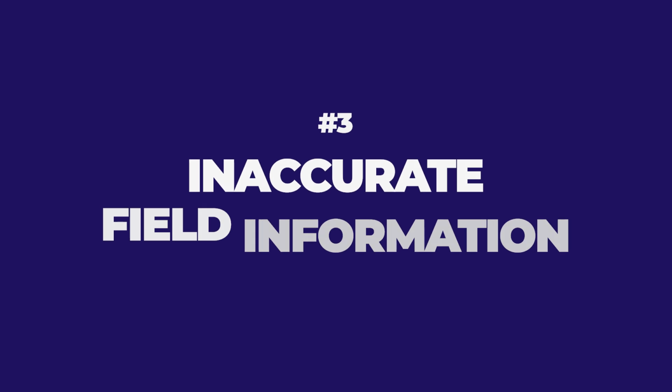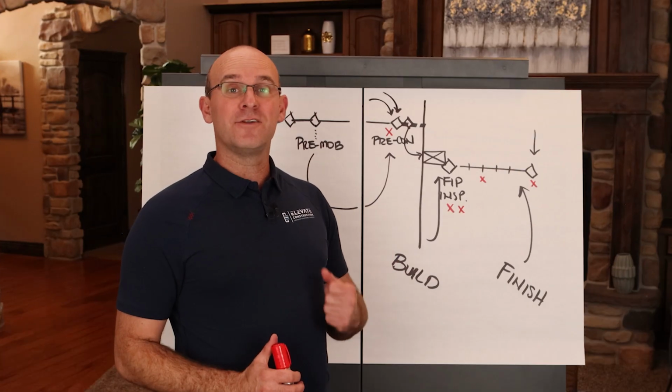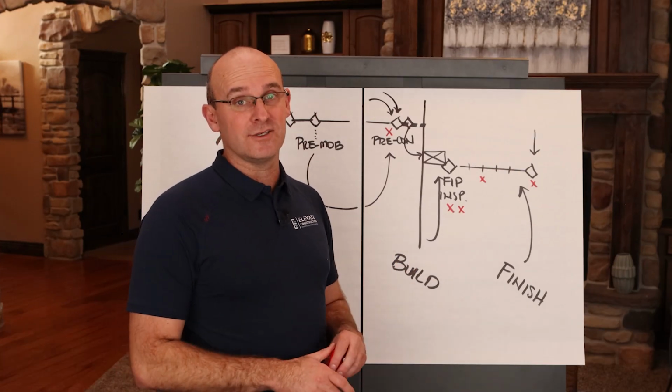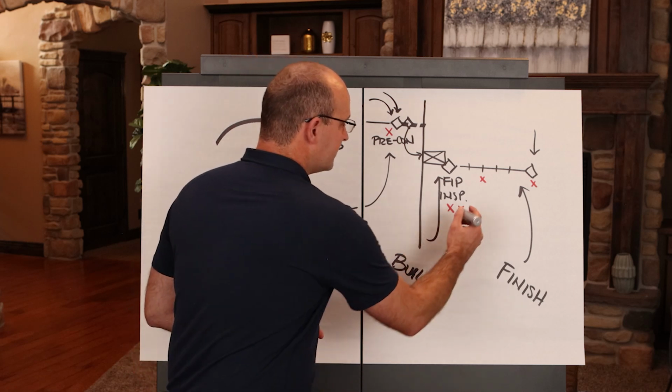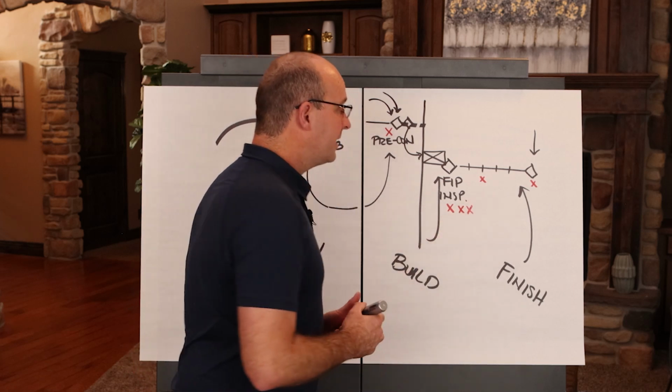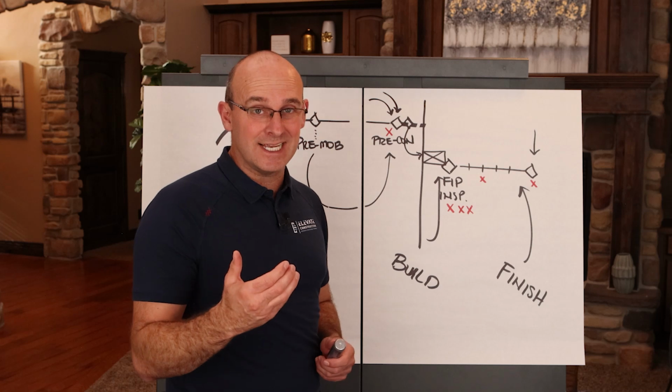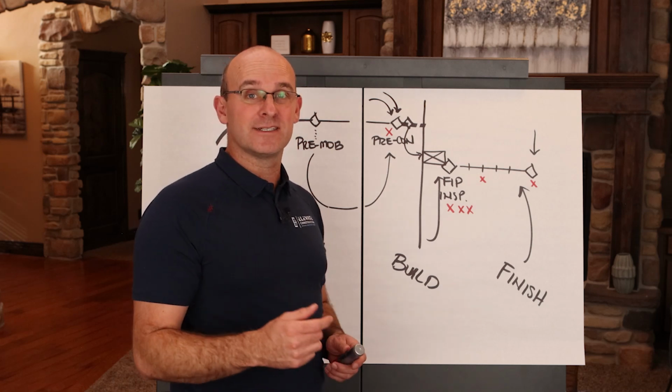Number 3, inaccurate field information, meaning do workers have the right information to go do the installation? Well, this first in place inspection is huge for that because you'll be able to actually see what they're using from an installation standpoint.